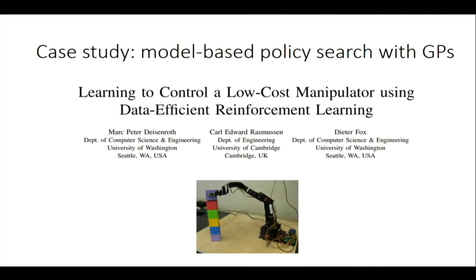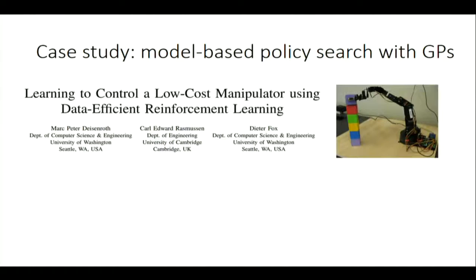So this is an example of algorithm version 2.0. And it's not using neural nets. It's actually just using Gaussian processes for everything. So this is a paper from Marc Deisenroth from when he was a postdoc at University of Washington. And the goal in this paper is to control this low-cost robotic arm. So here's the algorithm that they're going to be proposing. It's very, very much like the version 2.0 algorithm.